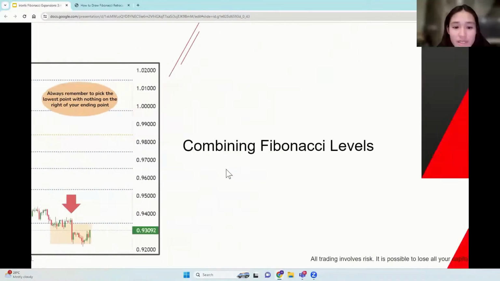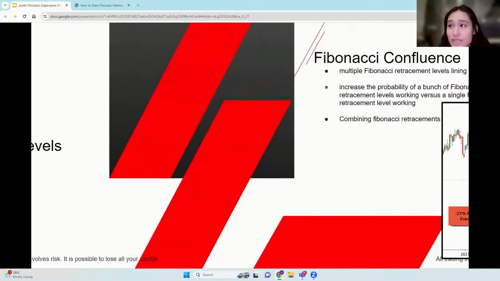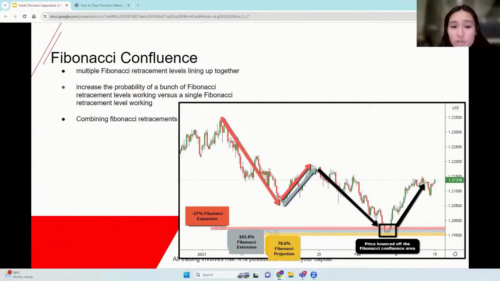Okay, now let's get into the fun part, which is looking for confluence levels. What a confluence level means is basically when there are multiple Fibonacci retracement levels that line up together. This increases the probability of a bunch of Fibonacci levels working together versus a single Fibonacci level.